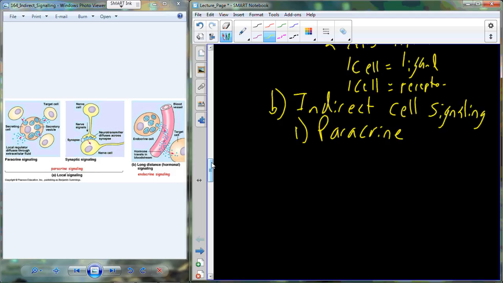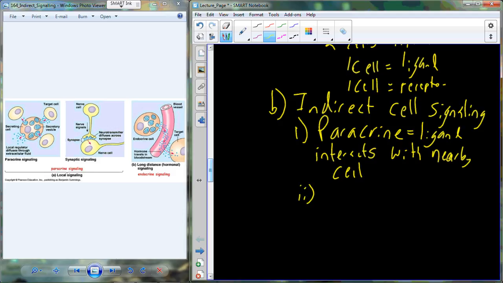The first type of indirect cell signaling is called paracrine signaling, which you can see occurring here, where I have one cell that releases molecules and surrounding target cells that are relatively nearby, so like same tissue, same region, pick up the signal. So in paracrine, we release a ligand from one cell, and it moves through the neighboring extracellular fluid to interact with the nearby cells that express the correct receptor. So that's paracrine.